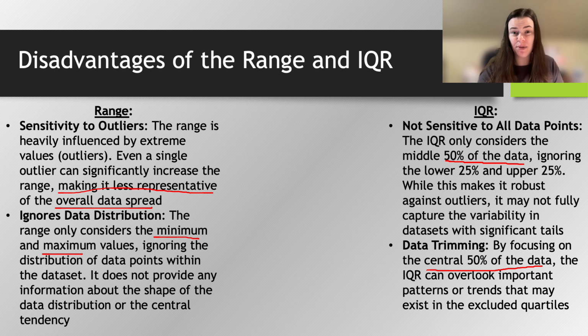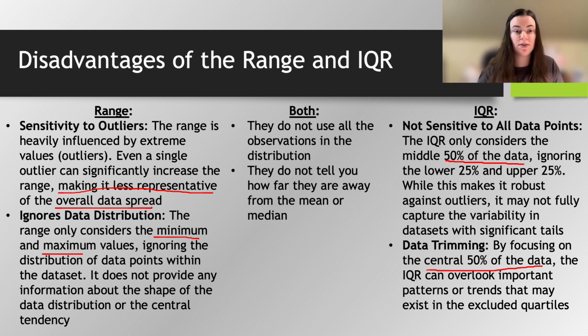There also are a couple of similarities between these disadvantages, so let's talk about those in terms of both the IQR and the range. Both of these statistics do not use all of the observations in their distribution. Again, the range is only concerned with that high and low number, and the IQR is only concerned with that 50th percentile in the middle of our distribution.